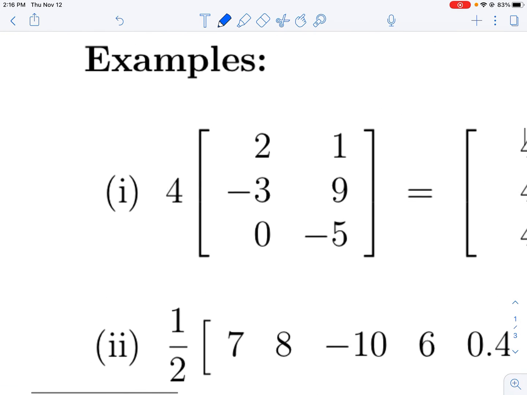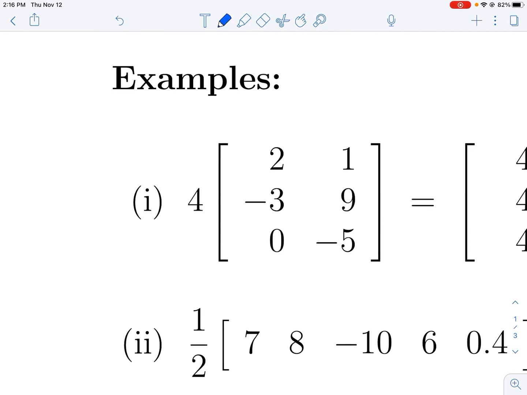And another thing you can do with matrices is you can multiply them by something called a scalar.